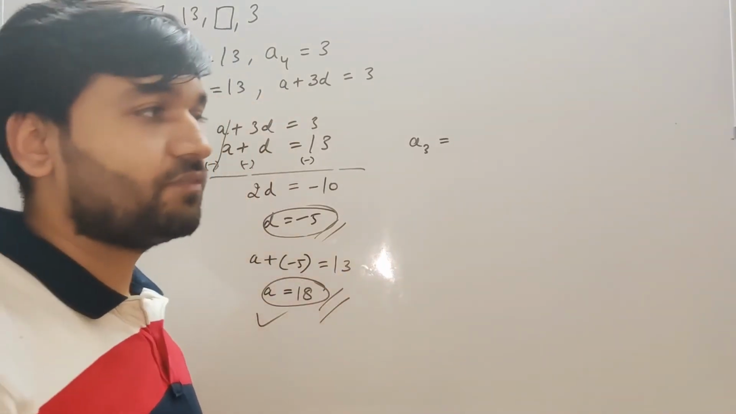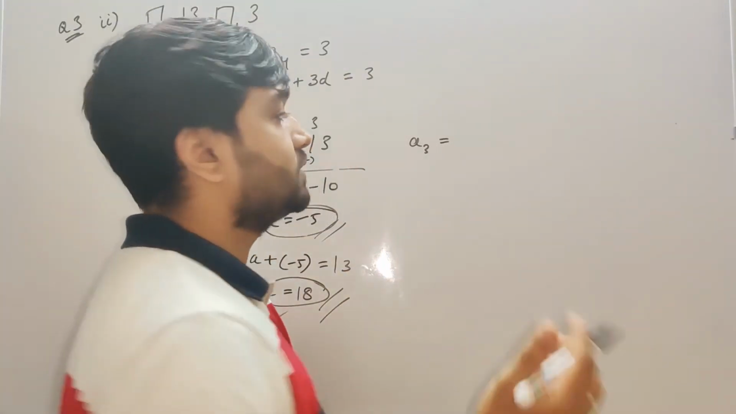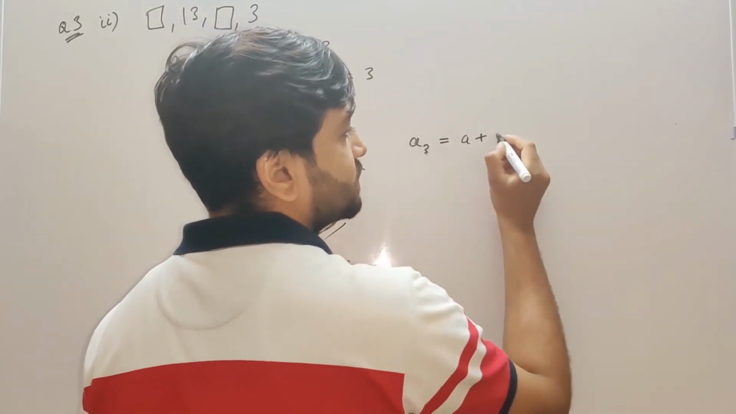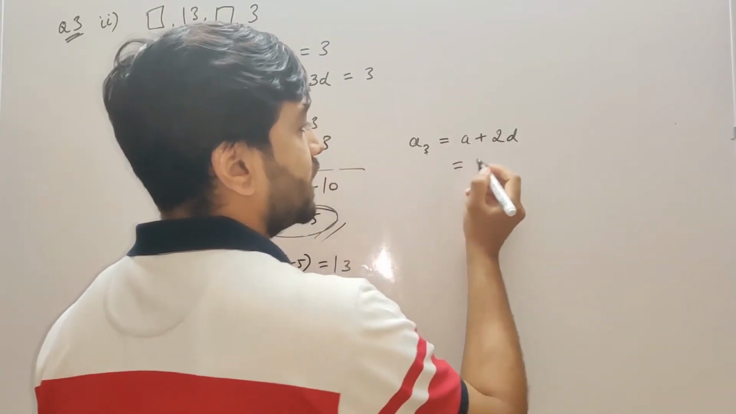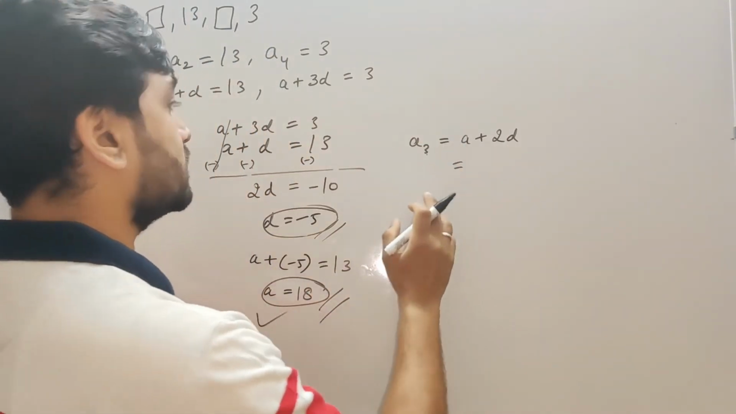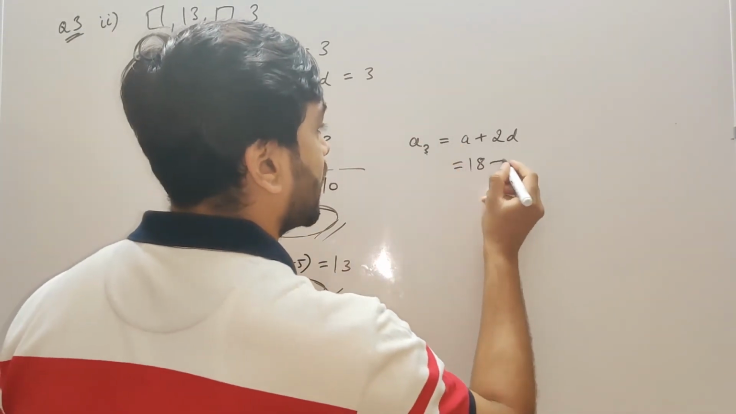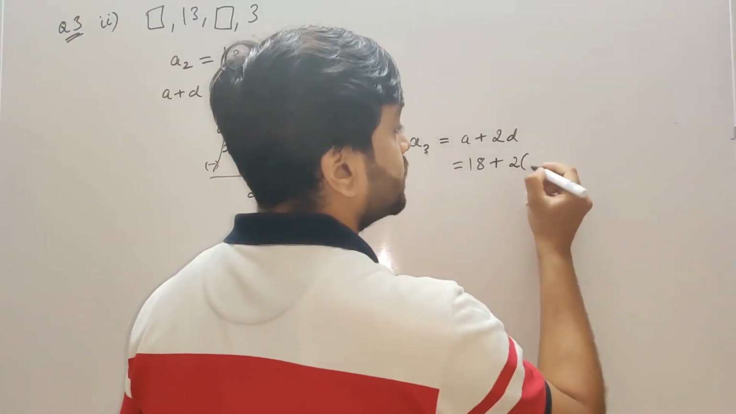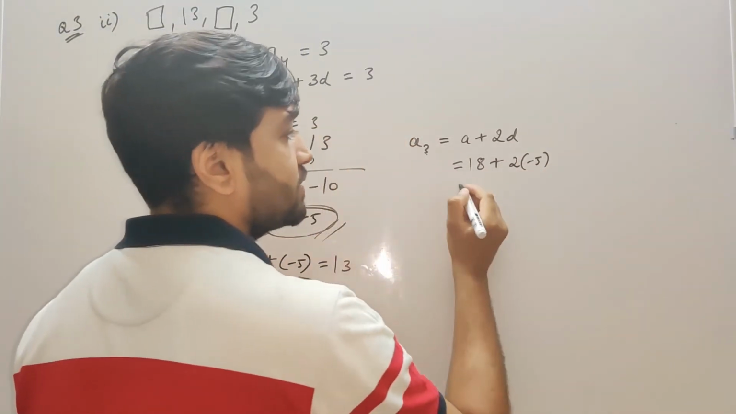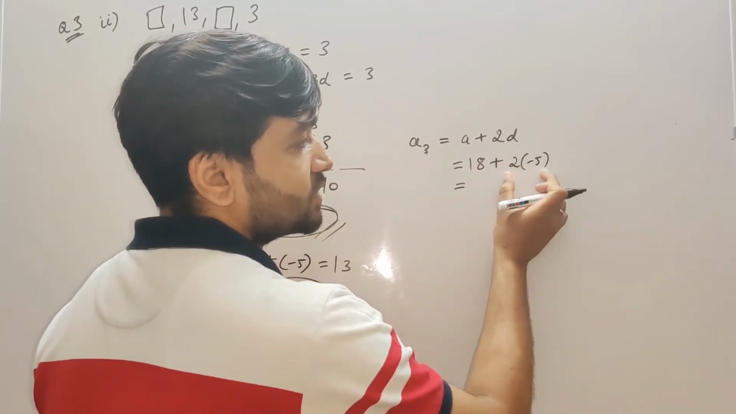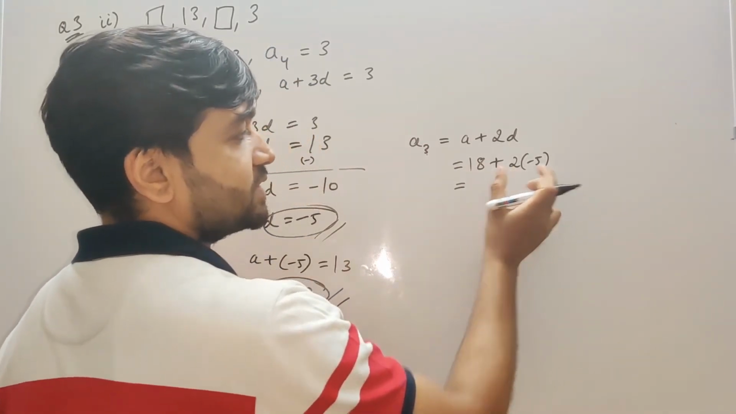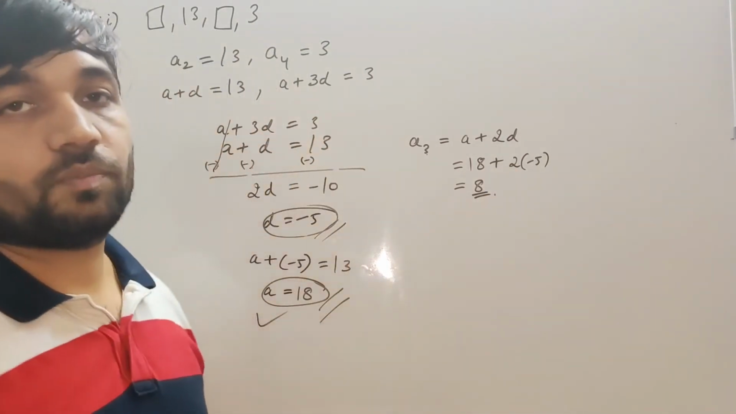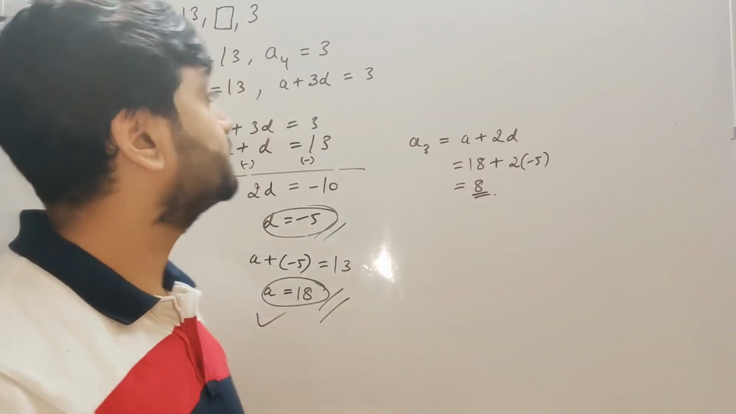A3, again using the formula, is a plus (n minus 1) into d. So n is 3 here, 3 minus 1 is 2d. A plus 2d basically is what we have. The third term: a is 18 plus 2 into minus 5, with minus 5 in the brackets. So 18 plus minus 10, so 18 minus 10 is 8. So the third term in the sequence is 8.